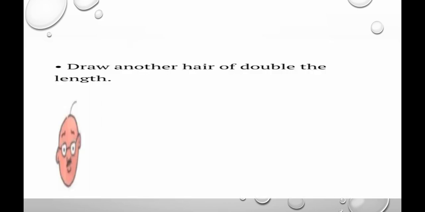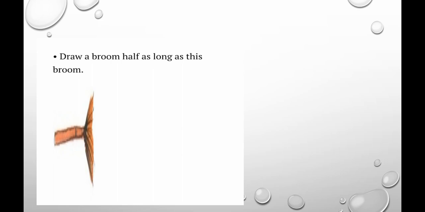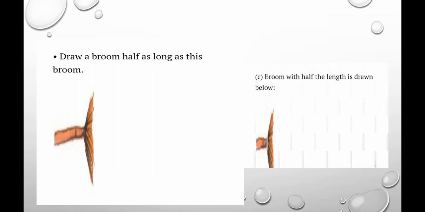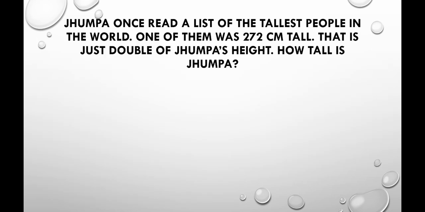Next, draw another hair of double the length. So you can see for this old man, one small hair is here. You have to draw another hair of double the length. Now draw a broom half as long as this broom. So here you can see one broom. You have to draw another broom which is half the length. So answers are here. So you have to do this in your classwork.